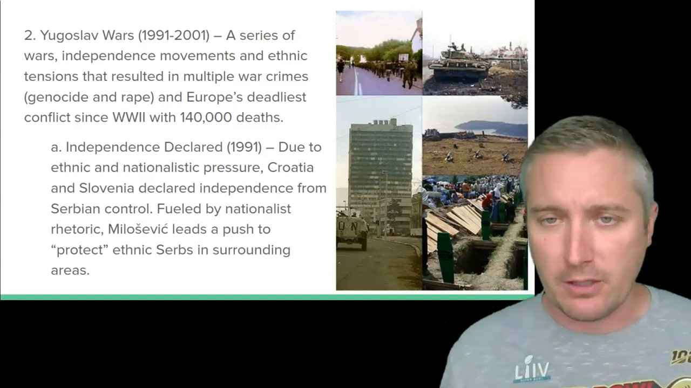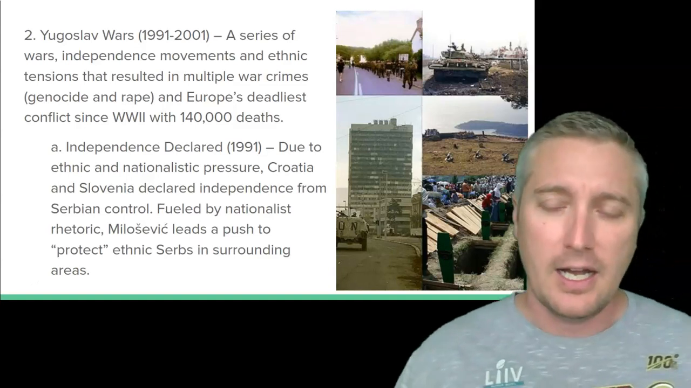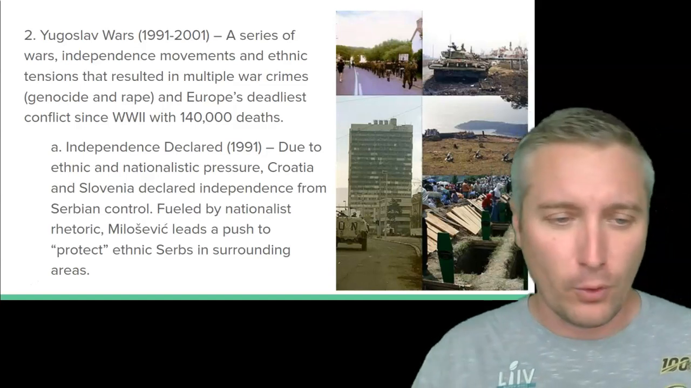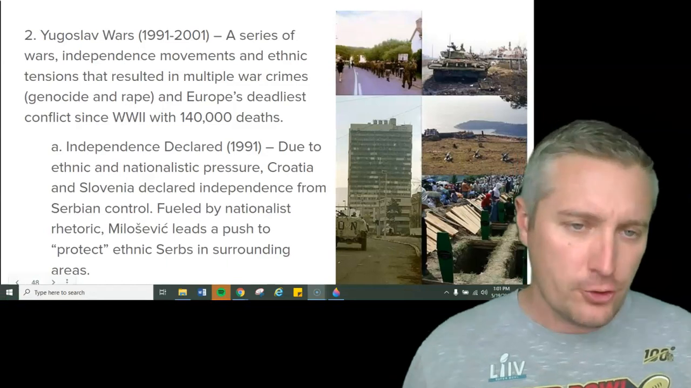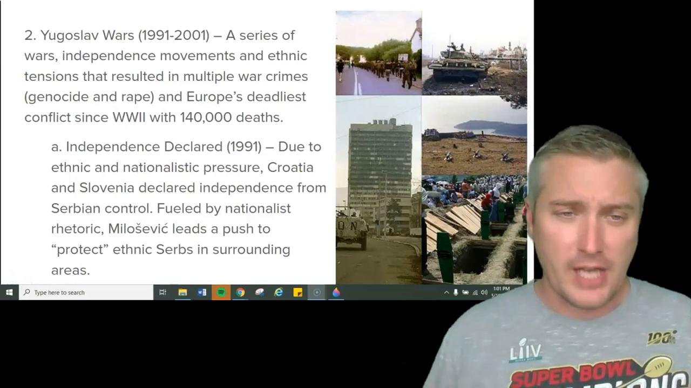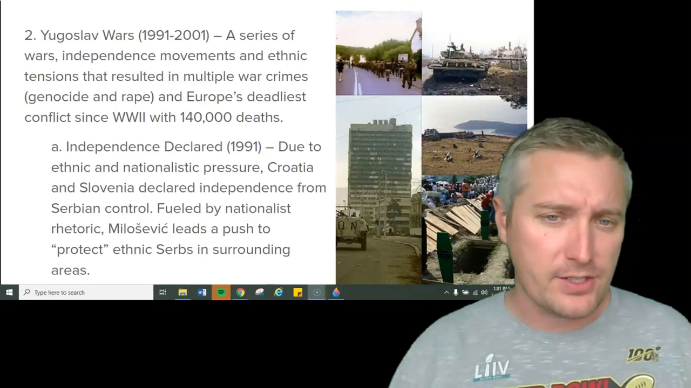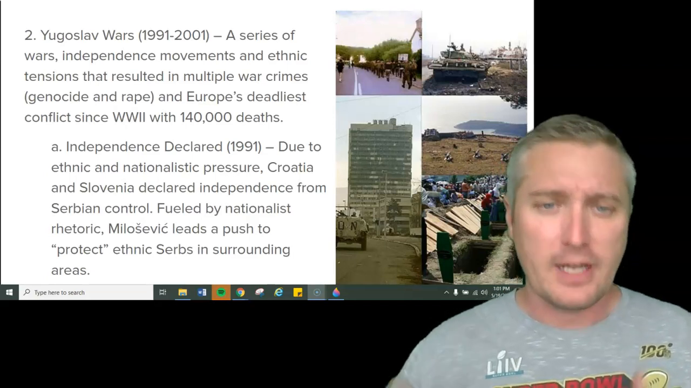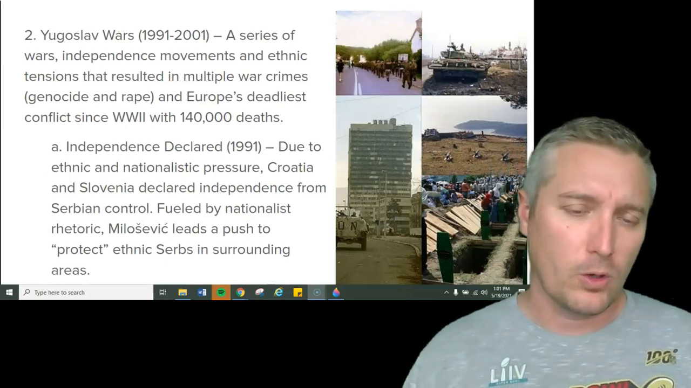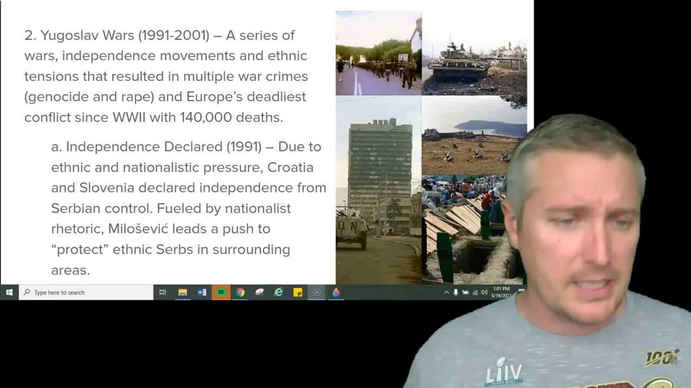Now, the result here is that over the next 10 years, we will witness the deadliest conflict in Europe since World War II. There will be 140,000 people dead, and they die, frankly, brutal deaths. As there are multiple phases to this war, we're going to see not just murder and genocide, but we're actually going to see rape used as a tool of war in this conflict. Just absolutely horrendous. So all of this really begins in 1991.